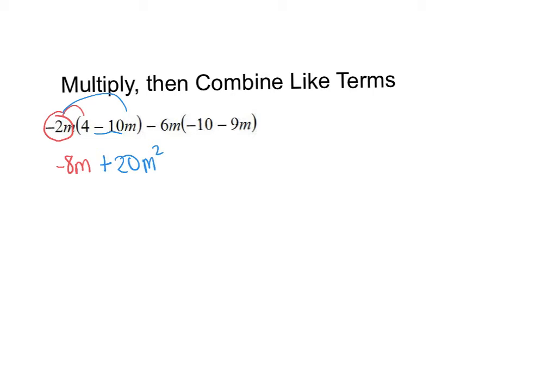And now I'm going to do the same thing, but I need to be very careful because this is not just 6. This is negative 6m. That's going to go into the negative 10 and then into the negative 9m. So negative 6 times negative 10 is a positive 60. There is no other m, so I just keep the m that's with the 6. And then negative 6 times negative 9 is a positive 54. M times m, keep the base, add the exponent, so 1 plus 1 is 2.